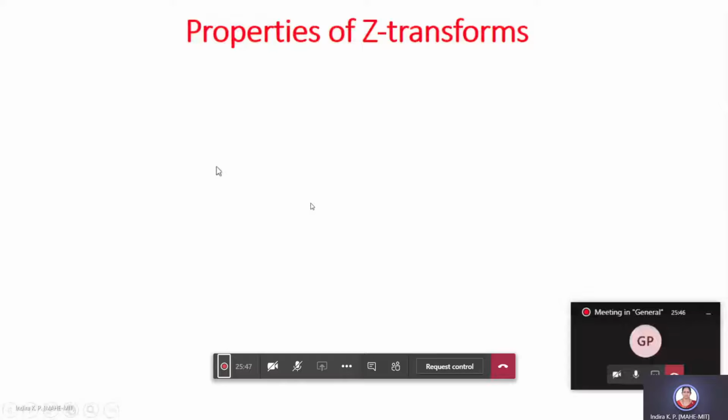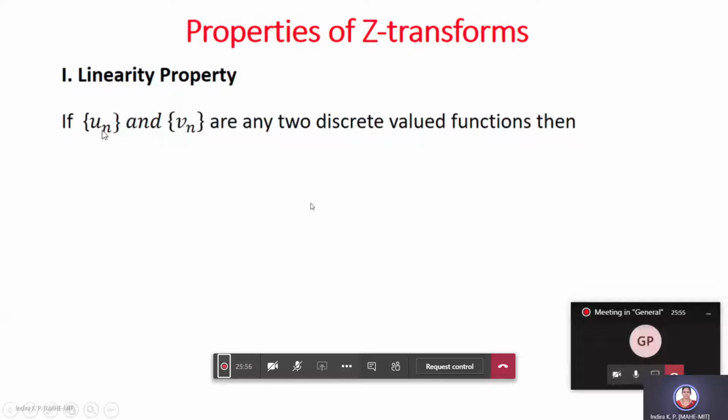These properties will help us in evaluating z transforms easily. The first one is the linearity property. What does it say? If you have two sequences whose nth terms are un and vn, and I multiply the nth term of the first sequence by a constant a, and the second sequence by a constant b, then to find the z transform of this newly formed sequence, I can make use of the available z transforms of the first sequence and second sequence. I can just find the z transform of the first sequence, the z transform of the second sequence, and multiply them by a and b.